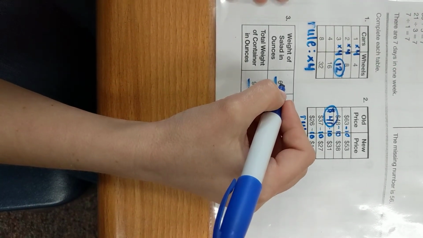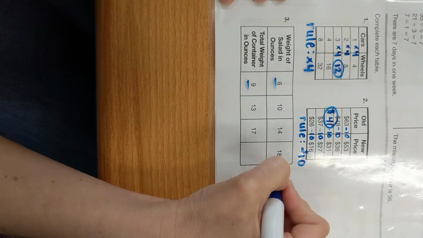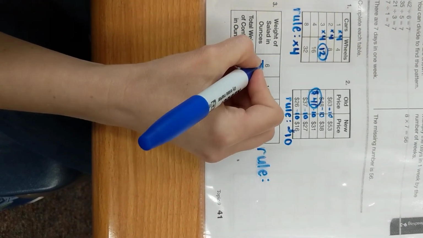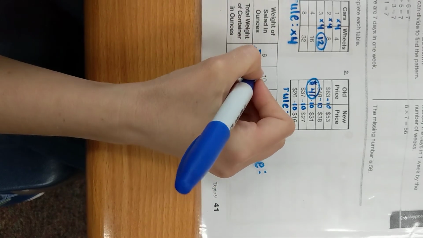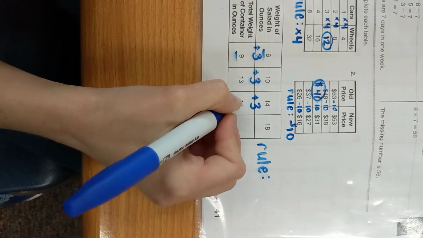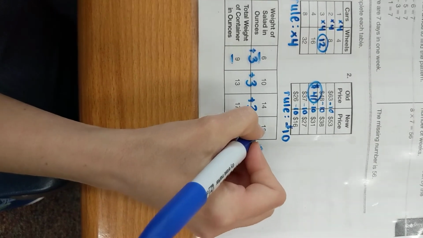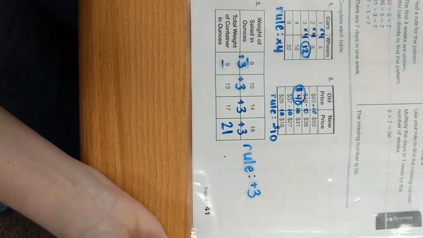So what happens going from the weight of salad to the total weight of the container? It's growing. So we're either adding or multiplying. 6 plus 3 is 9. 10 plus 3 is also 13. 14 plus 3 is also 17. So if we're telling ourselves that the rule is to add 3, 18 plus 3 is what? 21. See you later.